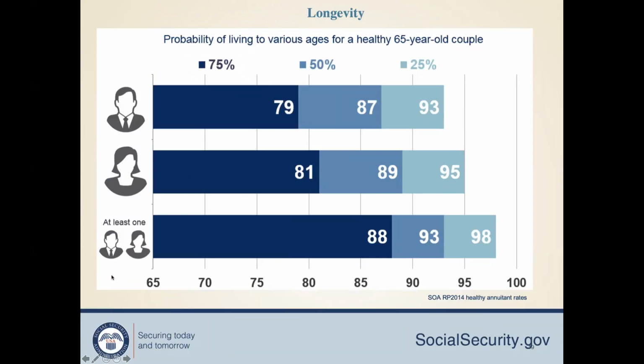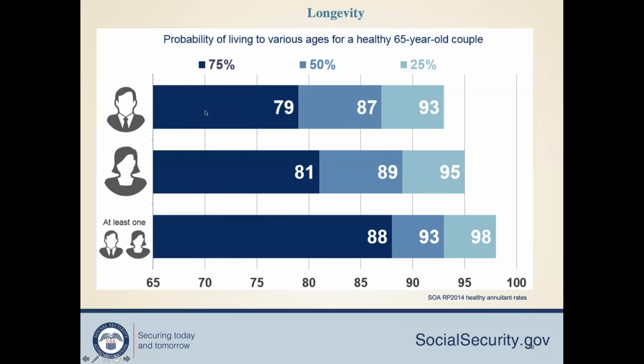So, okay, let us look at the longevity calculation. One is the longevity calculation for a single person, but you have to remember that the higher wage person is going to give the spouse also the benefit after they pass away. So basically, this is a standard slide from Social Security: the probability of living to various ages for a healthy 65-year-old couple.